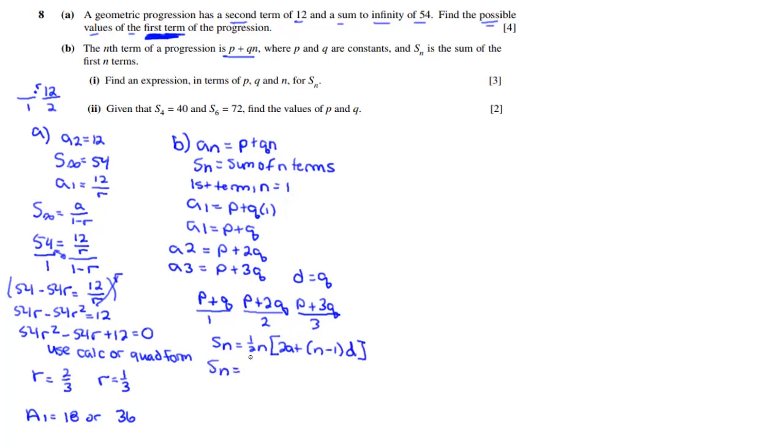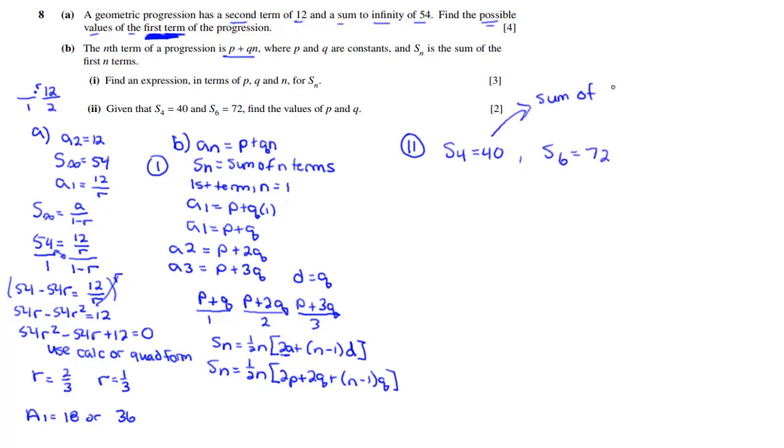And here we go for finding a sum. I'm going to plug in all the things I know. I know a is equal to p plus q, and I know d is equal to q, and that's all I've got to do for part 1. And then in part 2 of B, what they want me to do here is, given that the sum of the first 4 terms is 40 and the sum of the first 6 terms is 72. And remember this notation: S4 equal 40 means the sum of the first 4 terms is equal to 40.